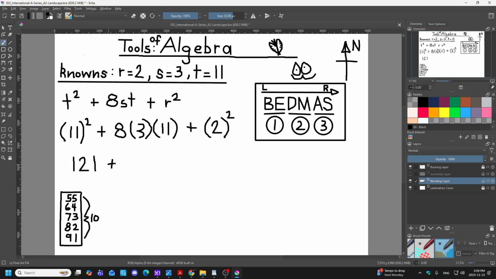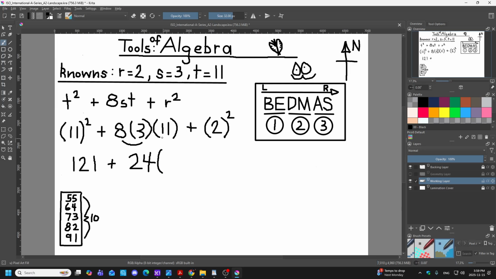All right, 121 plus 8 times 3. There are numerous ways. It doesn't matter which numbers I multiply first. I can multiply 8 times 3 first, or I can multiply 3 times 11 first. It doesn't matter because they're all being multiplied together. So multiplication is multiplication, right? Again, or you could do them all at the same time, but I'm not even sure if you can. Is that possible? Probably not. Let's just break it apart here. Let's do 8 times 3, which is 24.